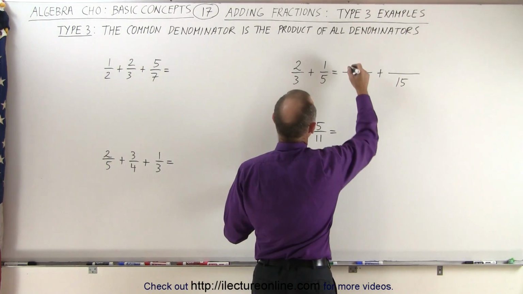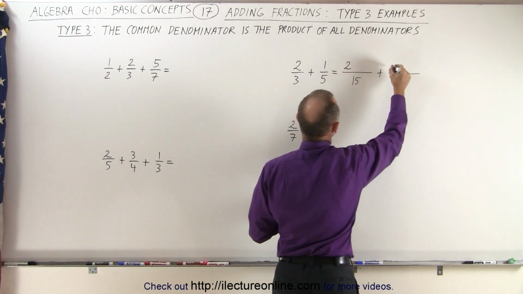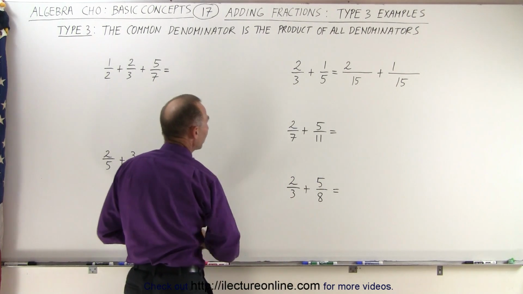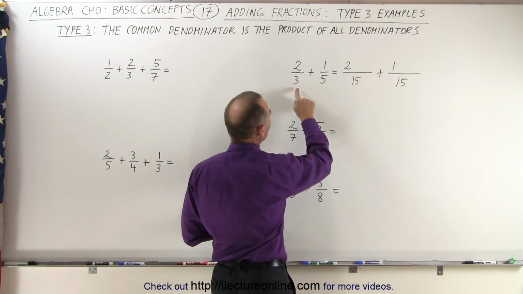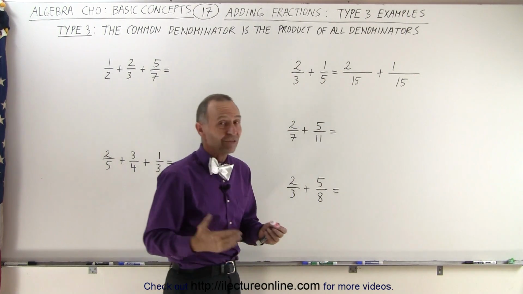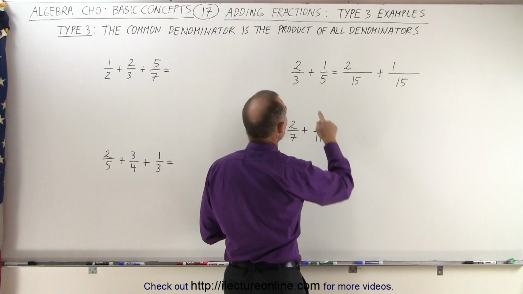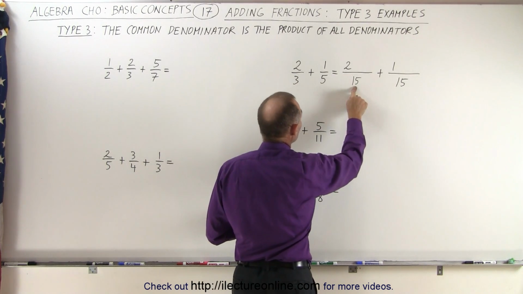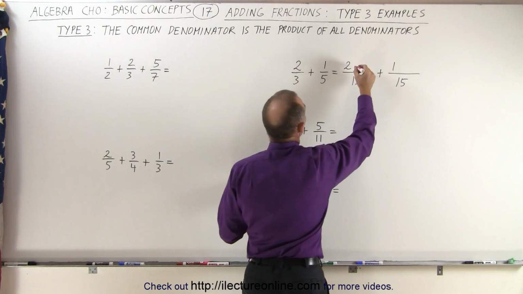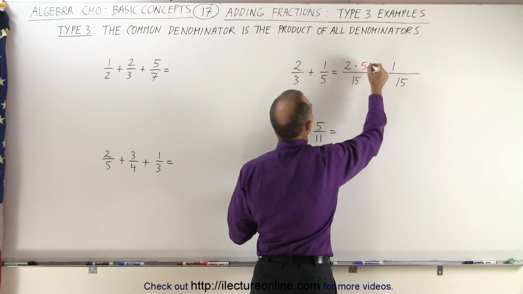So what we do is, we write the old numerator on there, like this. And then we do a similar thing like we did before. We ask ourselves the question, how many times does 3 fit into 15? And the answer is 5, which means we multiply 3 by 5 to get the new denominator, which means we must multiply the numerator by the same number. 2 must then also be multiplied times 5.